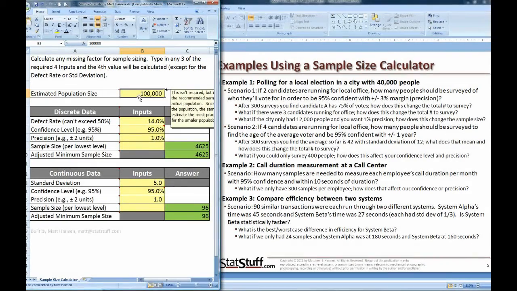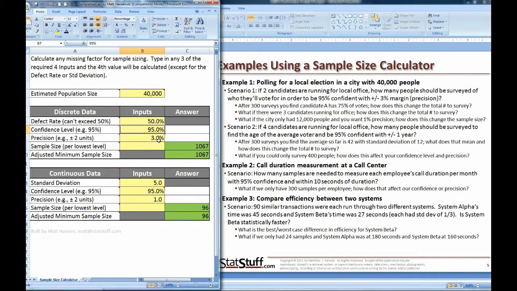Next thing we had was the population, 40,000. So we'll type that in. And then next we were asked several things. We're given the 95% confidence level, and we're also given the plus or minus 3%. It's our margin or precision, so we'll plug that in as 3%. But we weren't given the defect rate. Since we're not given that at this point, we can assume maybe 50%, worst case scenario, because people could be voting for one candidate or the other. So I plug 50% in. Now it tells me there's 1,067 people that need to be sampled or surveyed to find out who they'll vote for in order to be at least 95% confident within this plus or minus 3% margin of error.